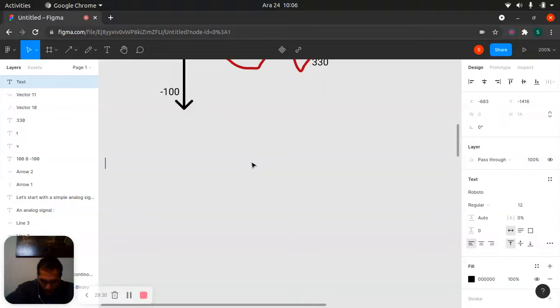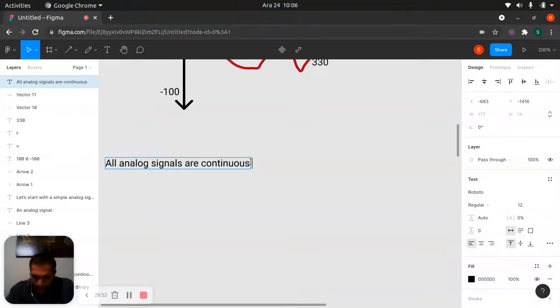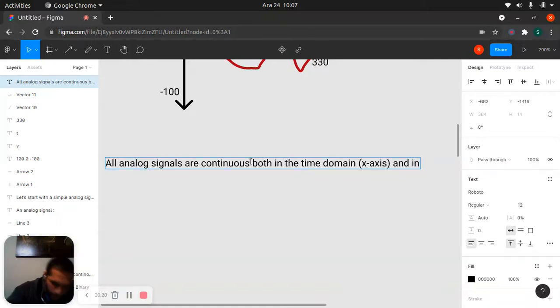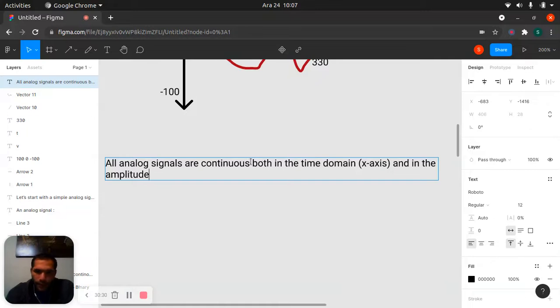Let's write things here. Let's say all analog signals are continuous, I think like that, both in the time domain, x-axis, and in the amplitude domain, y-axis.